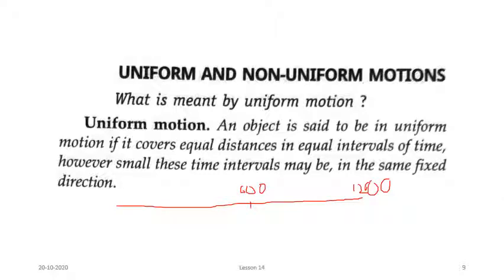This distance is traveled by the object, let us say, in 30 seconds. So if this is 600, then this distance will also be 600, and the car takes 30 seconds also to cover this distance. So what do you notice? It is covering equal distances, 600 and 600, in equal intervals of time, 30 seconds and 30 seconds, in a given direction. Now let us move on to non-uniform motion.